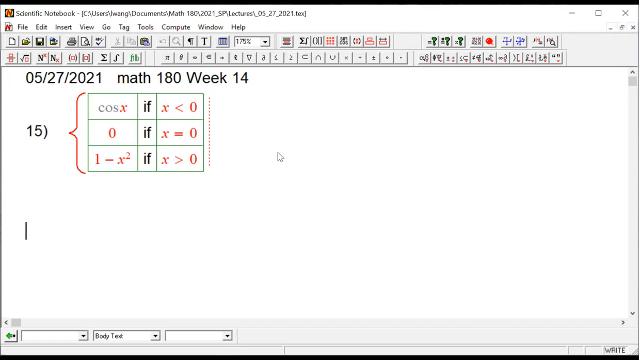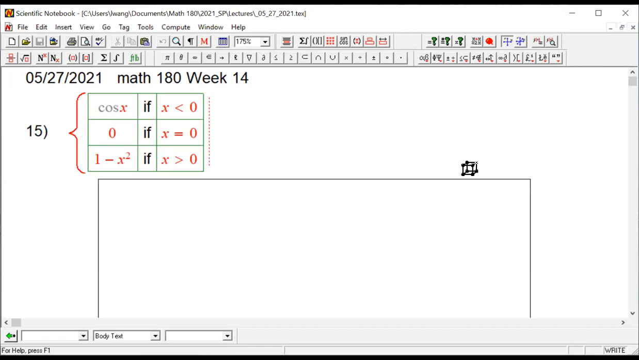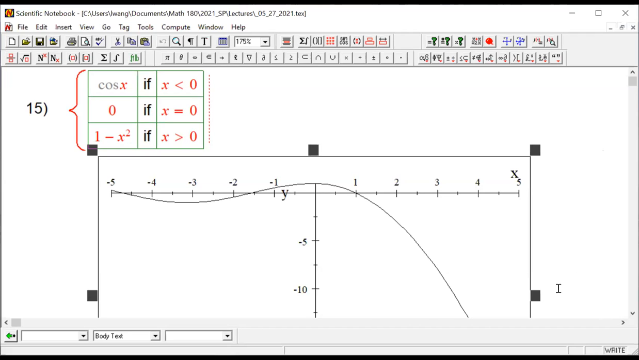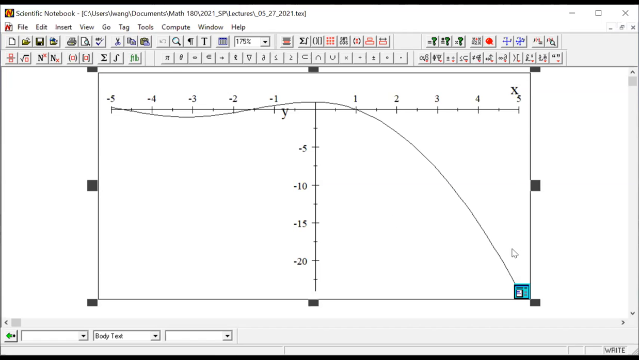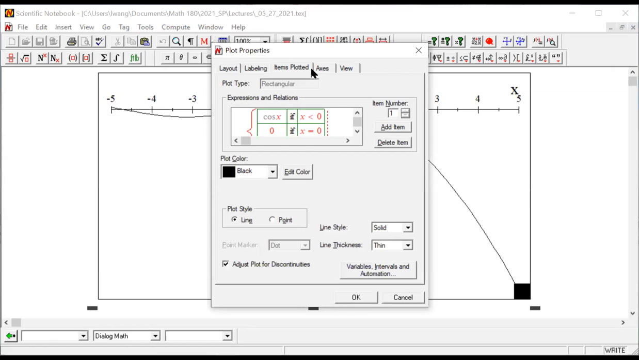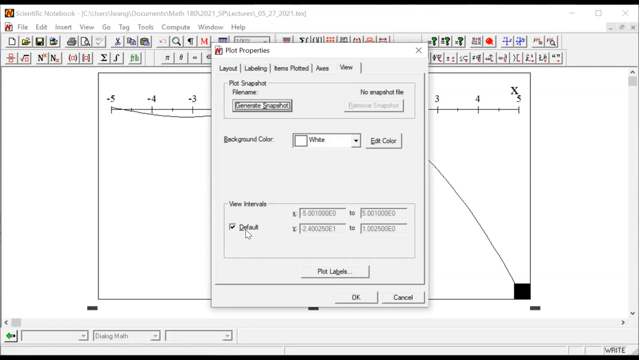All right. Save the file. Let's see it. I think this should graph it. All right, good. Thank you. It saved me a lot of trouble. Okay, so let's adjust the view.